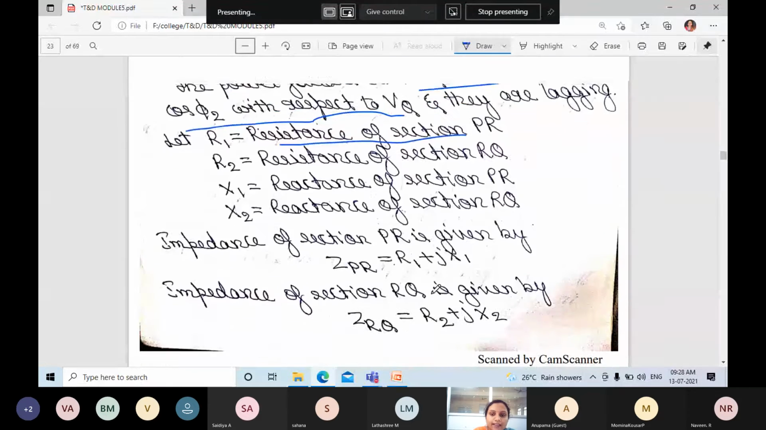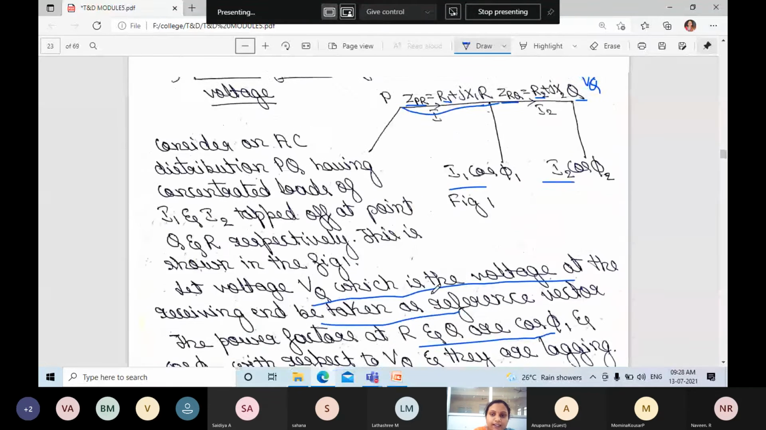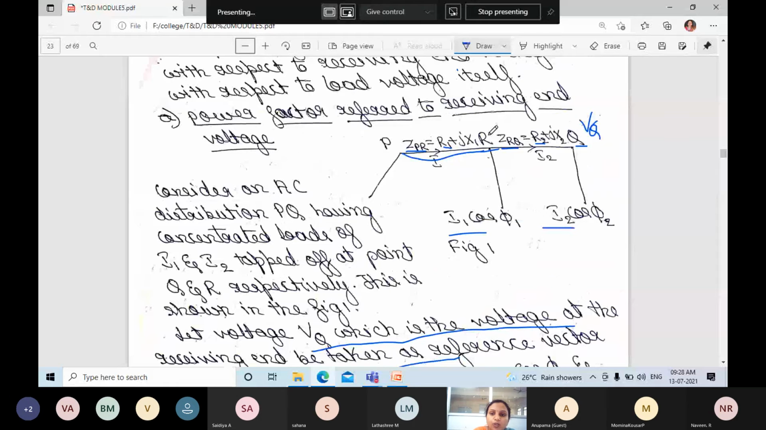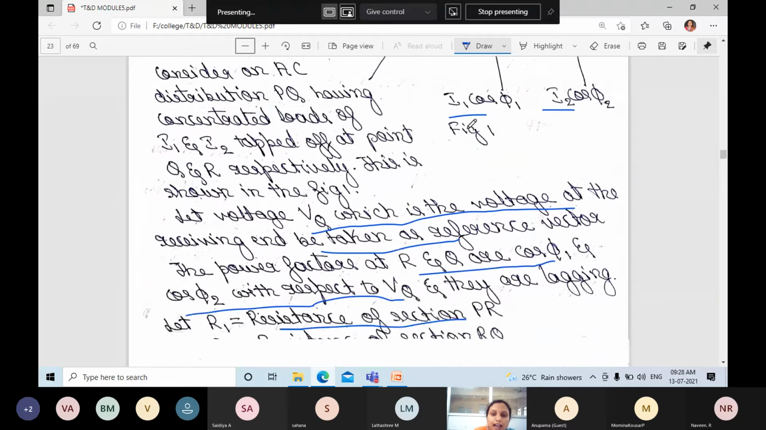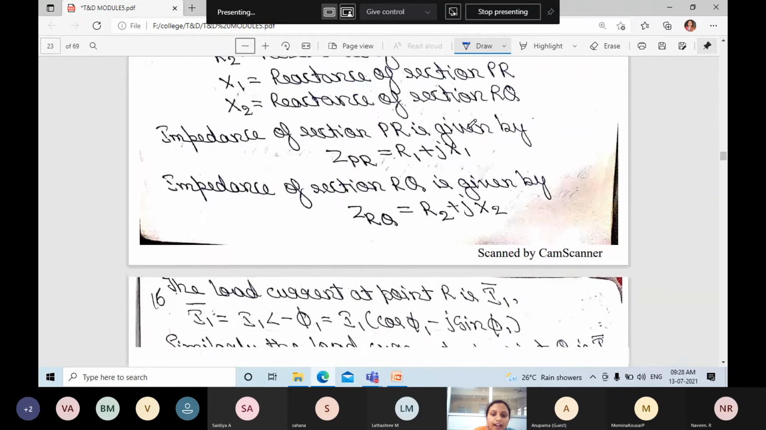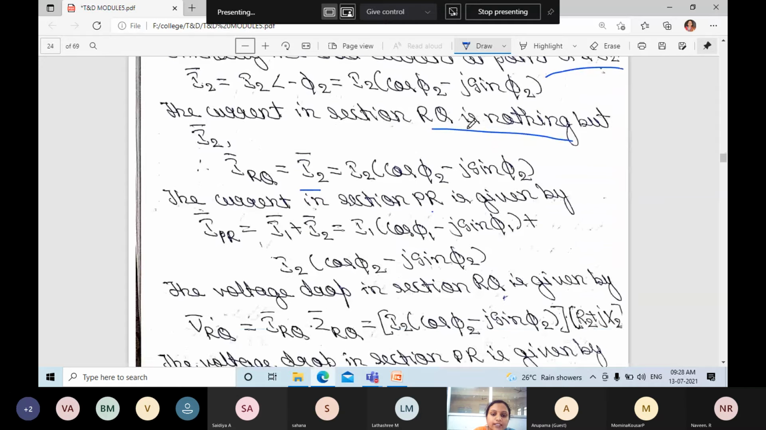How can we say this? By seeing the diagram itself, from R to Q only the current I2 will flow, but from P to R the current will be I1 plus I2. So the two currents are added, and you get I1 cos phi 1 minus j sin phi 1 plus I2 open bracket cos phi 2 minus j sin phi 2 close bracket.